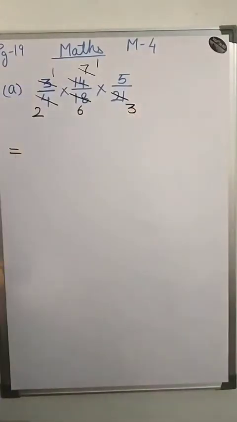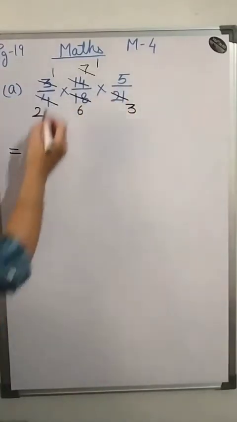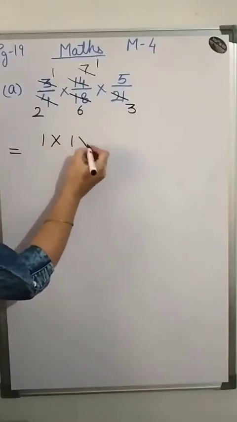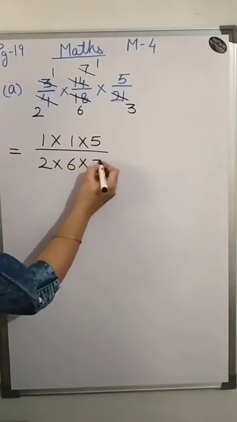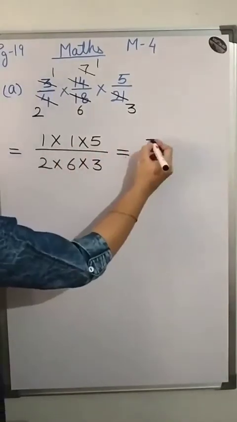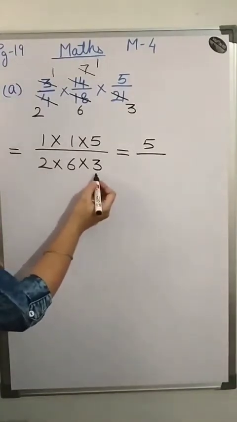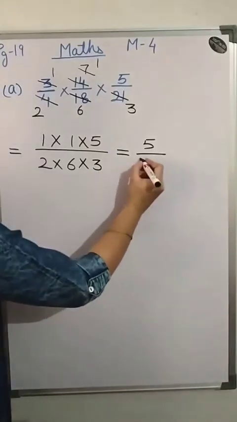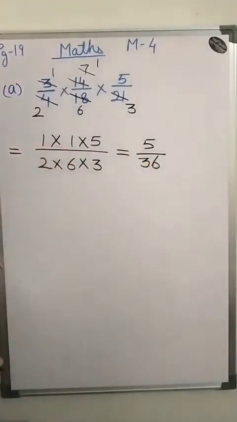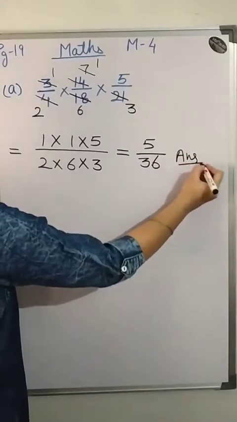Now any other thing which we can cut here? No. 5 is not a factor of any of them, so we cannot cut them. Now write the values: 1 multiply 5 upon 2 multiply 6 multiply 3. We multiply all numerators, and here we multiply these denominators. 2 into 6 is 12, 12 into 3 is equal to 36. Now this time the denominator is more than the numerator, so it is a proper fraction. So this is the answer.